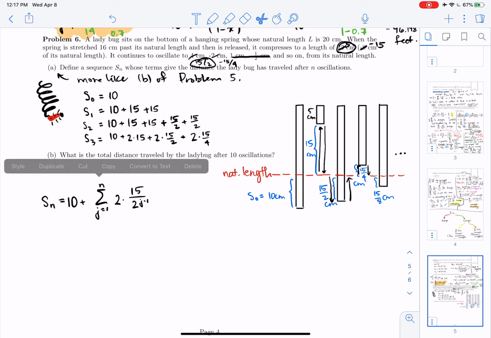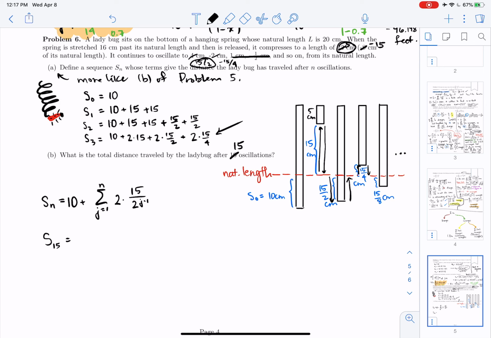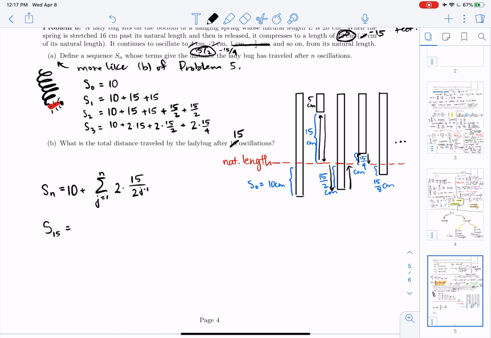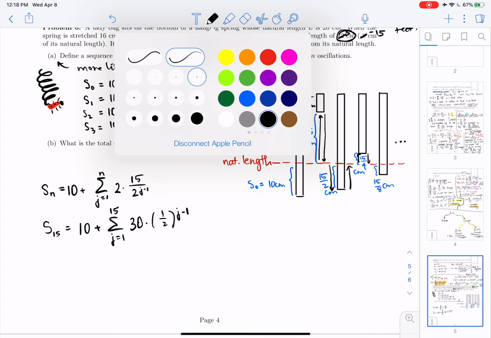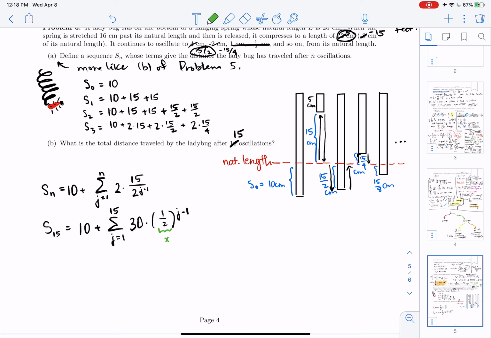And now I ask you, how far has this thing traveled after 15, not 10, sorry, my solutions, I just want this to match, 15 oscillations. So what are we finding? Well, we're finding S sub 15. And instead of you having to write this out another 12 times, we're going to use our geometric series formula for finite geometric series. So this is 10 plus, let's make sure this is in perfect geometric series form. We start at 1. We go to 15. Our A value is 30, and we have 1/2 to the j minus 1. Now that's in perfect geometric series form. Our common ratio is sitting right there. There's your x. Your A value is right there.